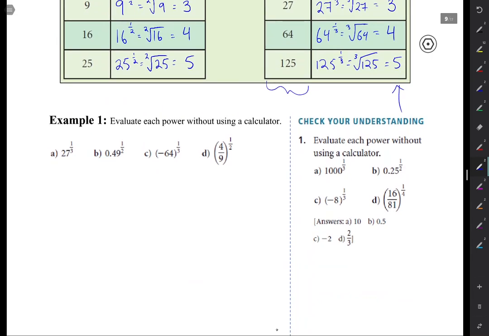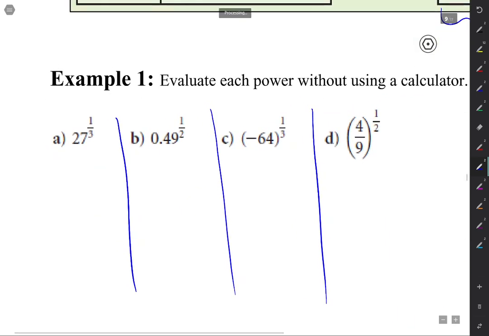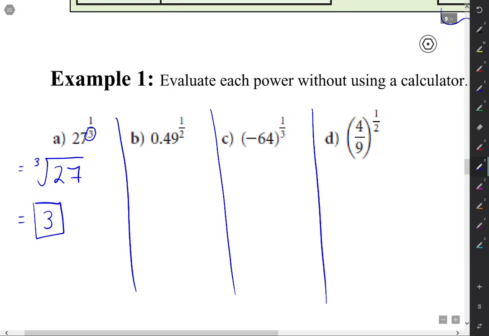Example 1, evaluate each power without using a calculator. So now all of these powers are fractional exponents. Starting with A here, I'm just going to separate them. I'll zoom in. So let's start with A. We have 27 to the power of 1/3. Remember, the number on the bottom turns into the index of the radical. So we're going to have the third root of 27. And we know the third root of 27 is equal to 3. So that's our answer for this one.